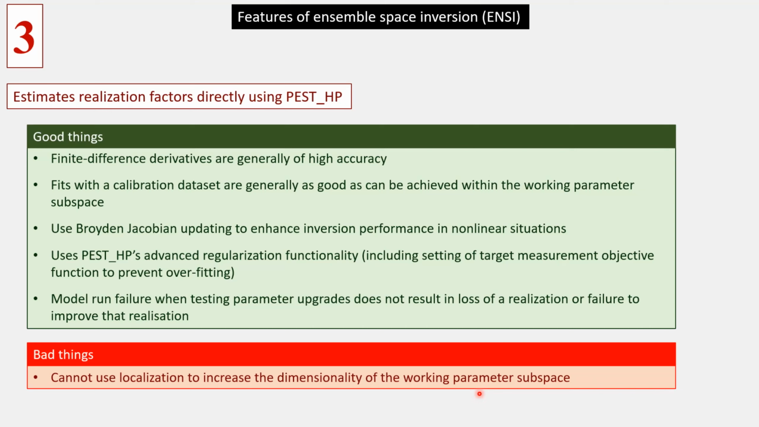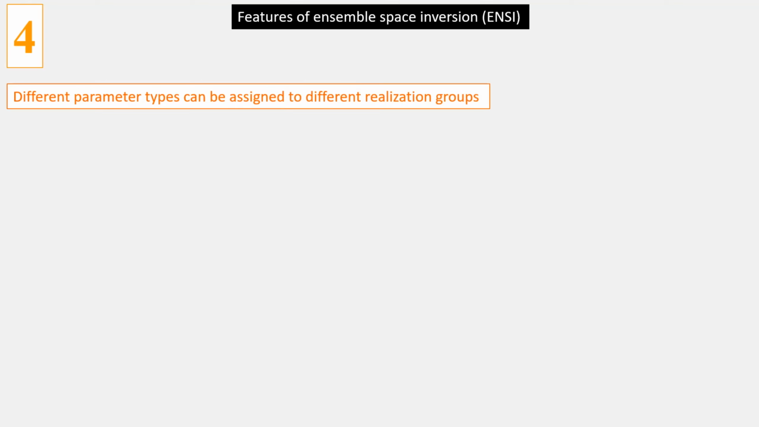The bad thing about directly estimating realization factors is that, unlike ensemble smoothers, we don't get to use localization to increase the dimensionality of the parameter subspace in which we're working. However, in ways we'll talk about in a moment, we get to use our parameter subspace quite efficiently, more efficiently in fact than IES. Which brings us to our fourth defining feature of ensemble space inversion.